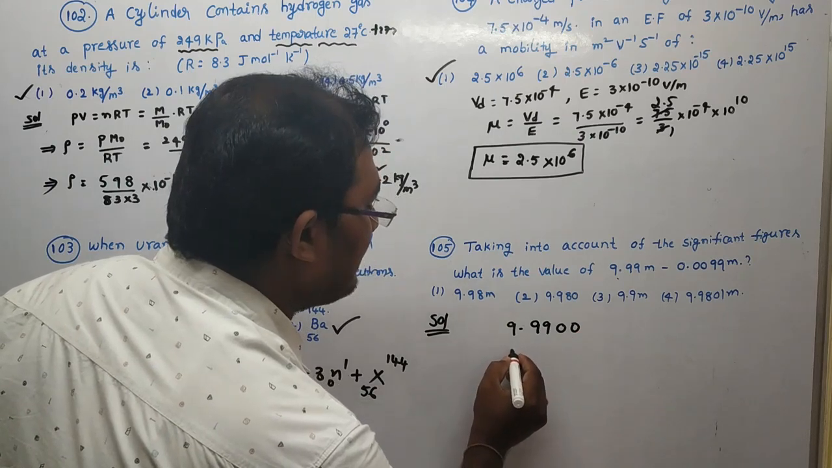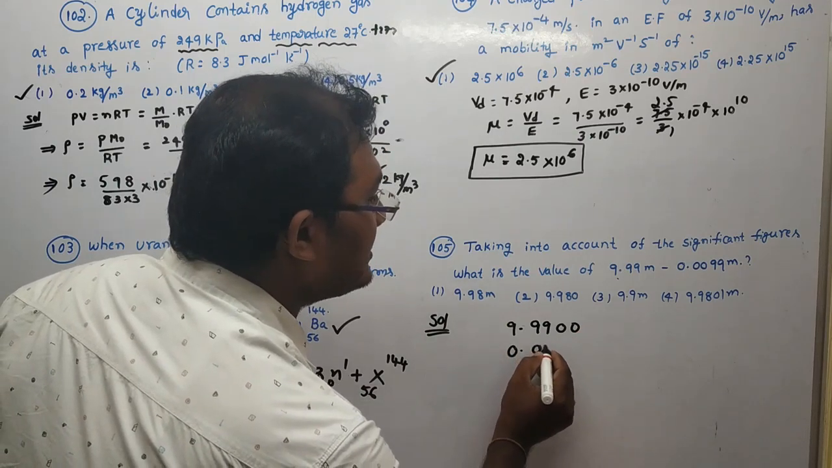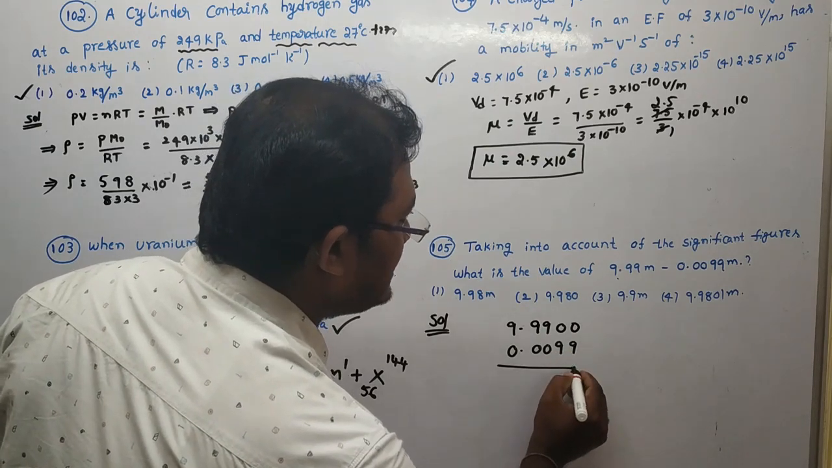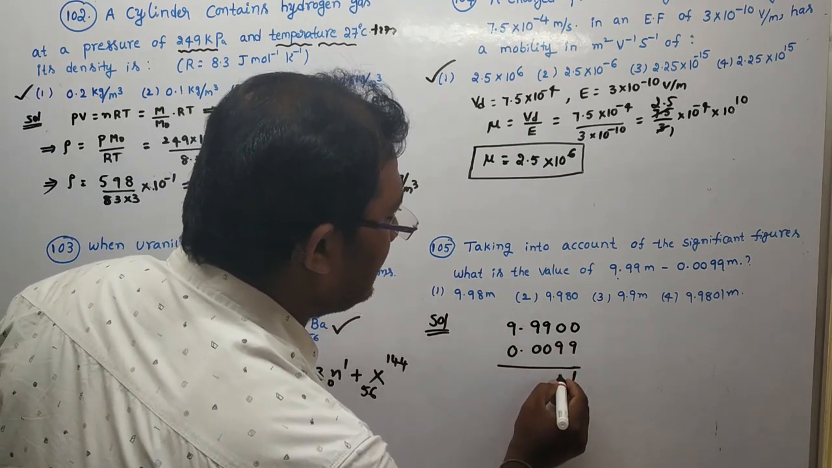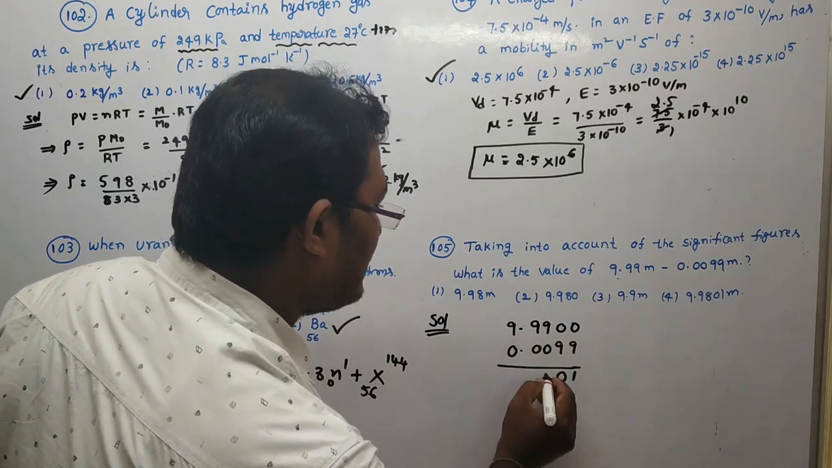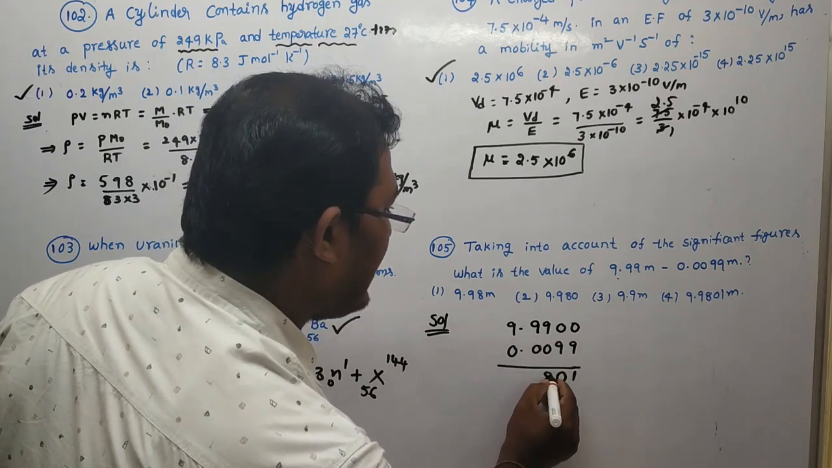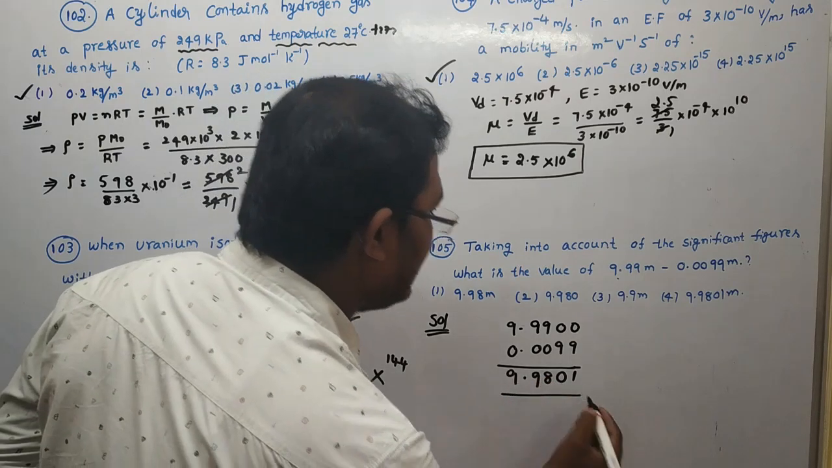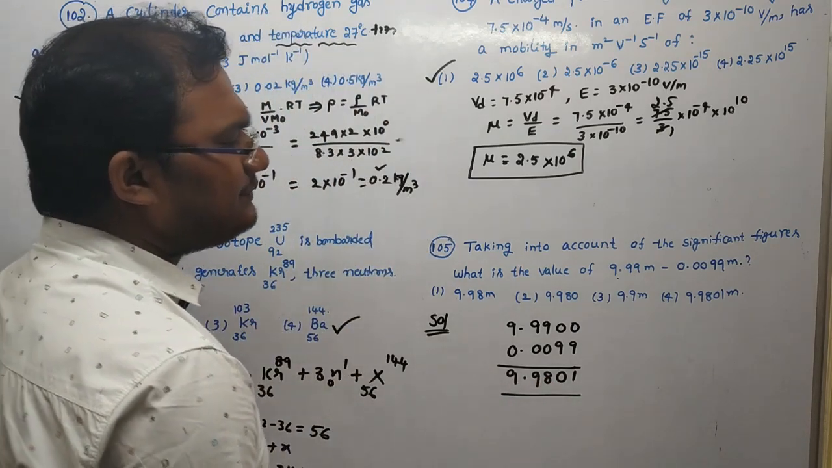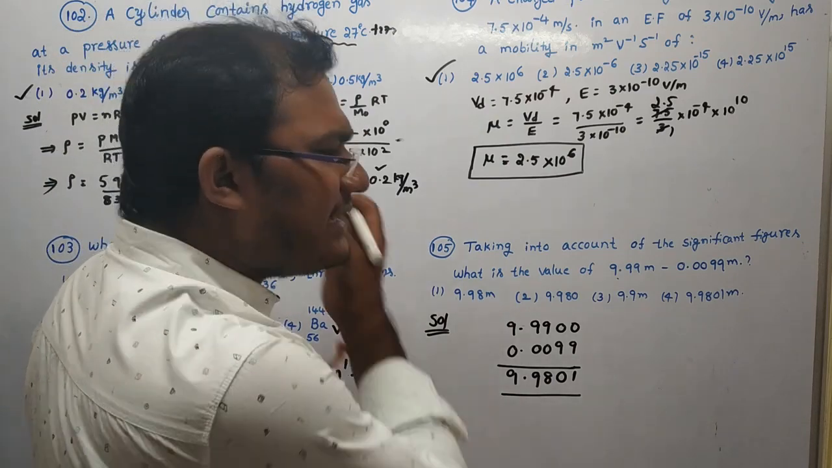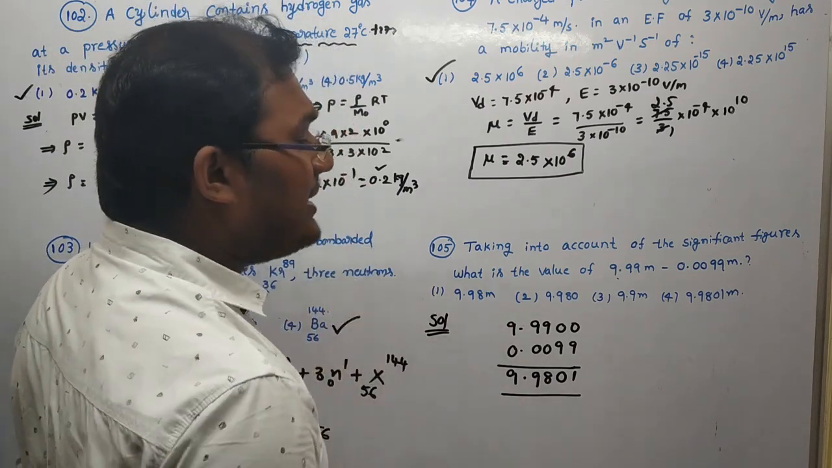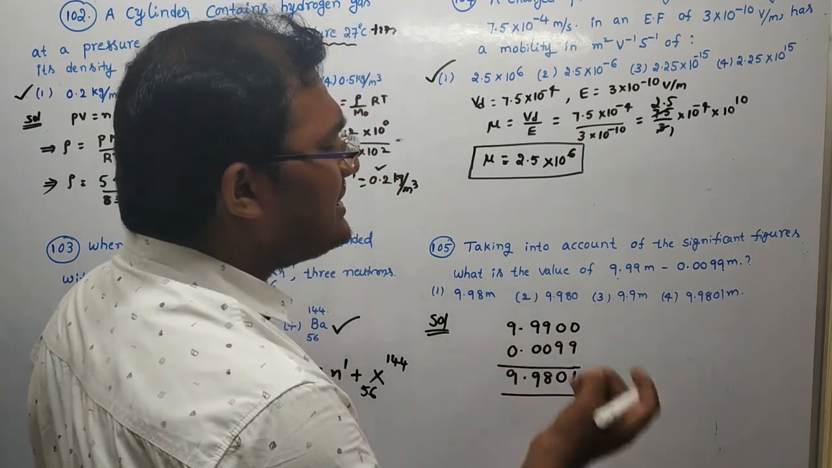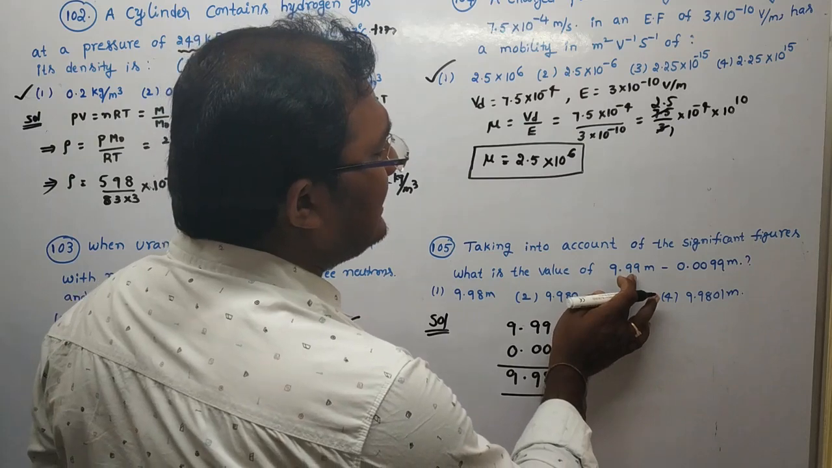9.99 minus 0.0099. Here the value is 1, 0, 8, 9, 9.98. Here the condition is, while we are doing the subtraction or addition, we have to take the minimum number of significant figures after the decimal point.